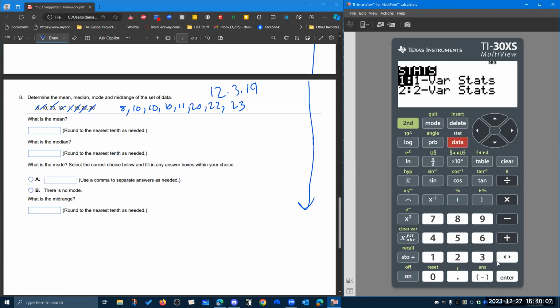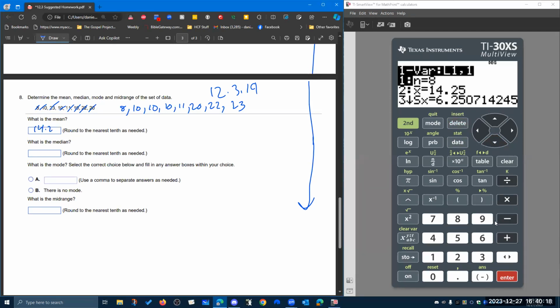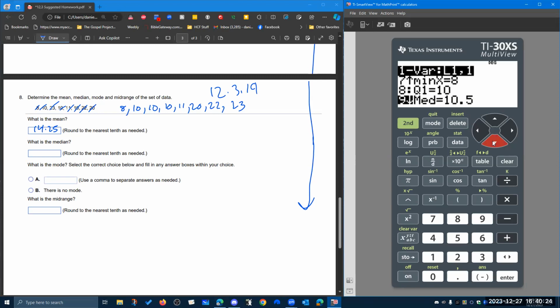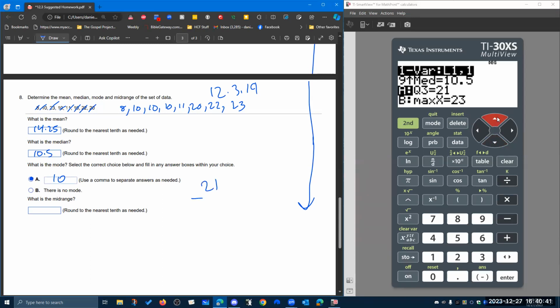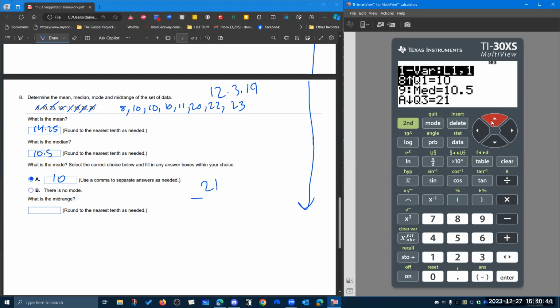Second stat, enter. And the mean is going to be 14.25. The median is going to be 10.5. The mode is going to be 10. And the mid-range is going to be 21 minus 10 is going to be 11.